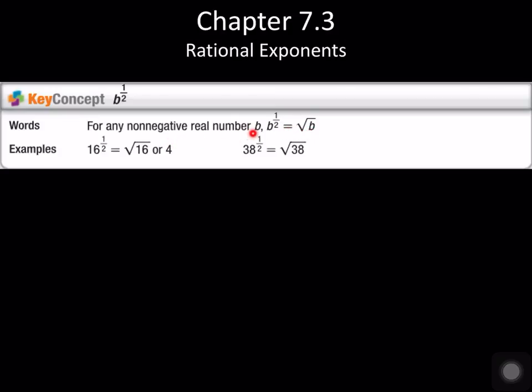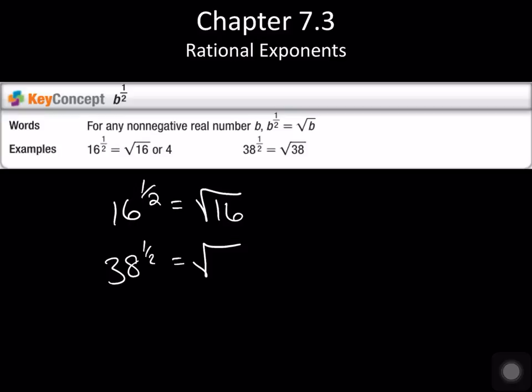If I take a base and raise it to the 1/2 power, that is equal to taking the square root of that number. Okay, so we've done square roots before, we've done exponents before. 16 to the 1/2 simply means that I'm taking the square root of 16. Okay, 38 to the 1/2 power simply means I'm taking the square root of 38. Now, for where we are now, if it is a root that we can evaluate, we'll simplify. We'll go ahead and evaluate that root.